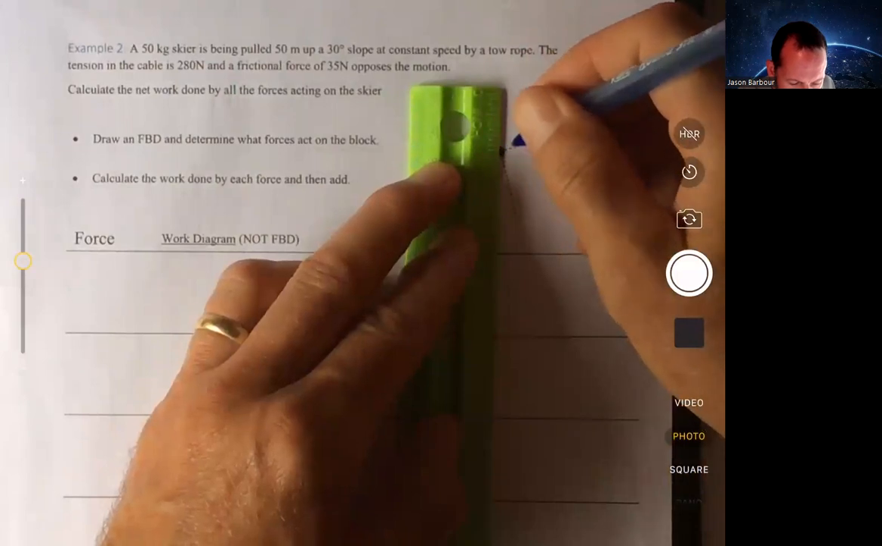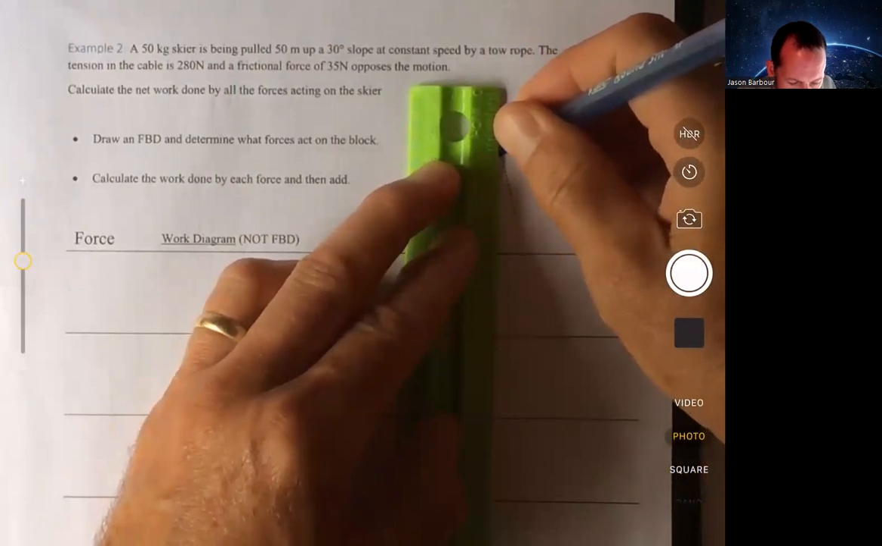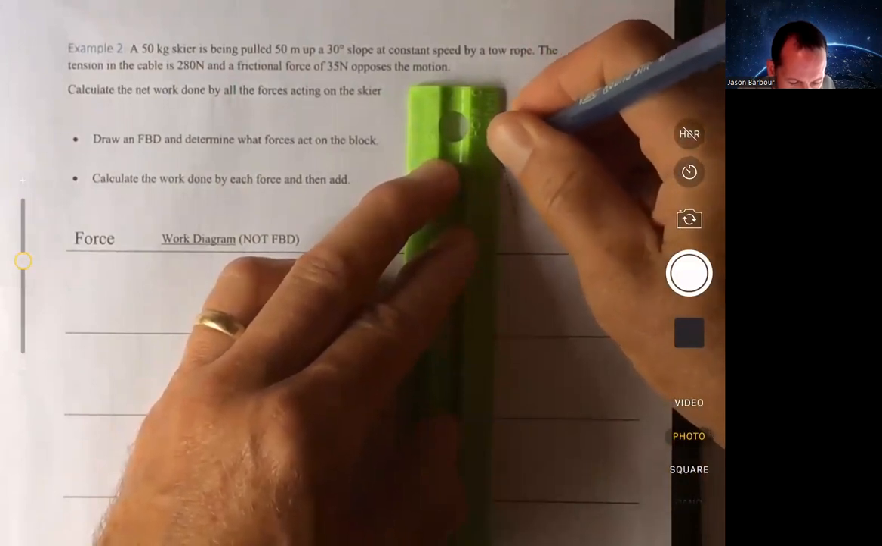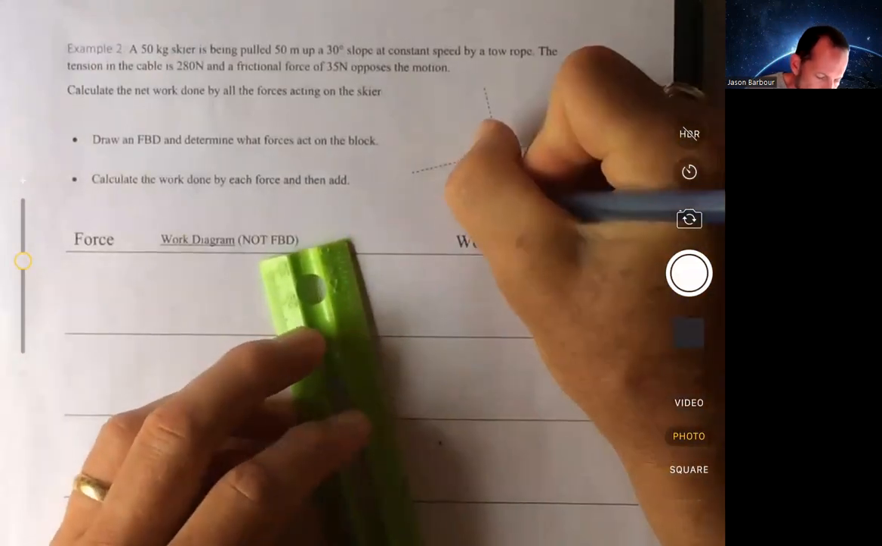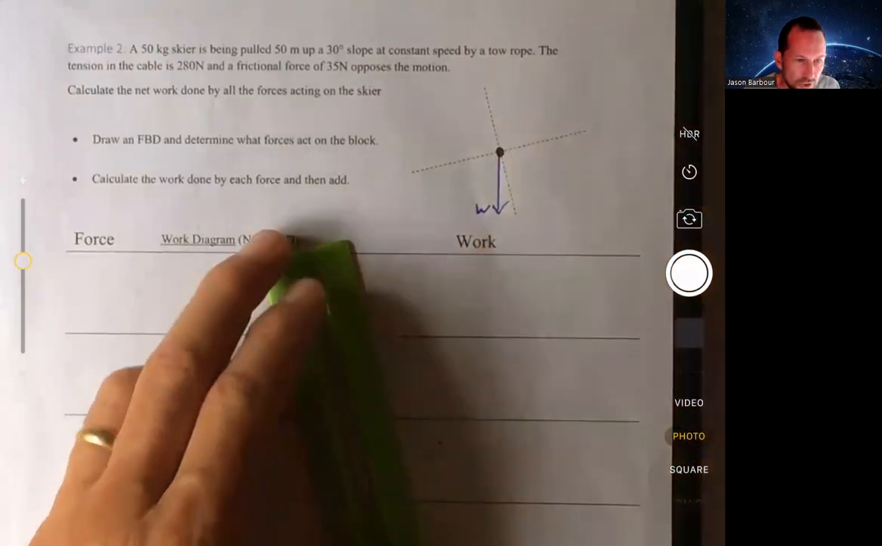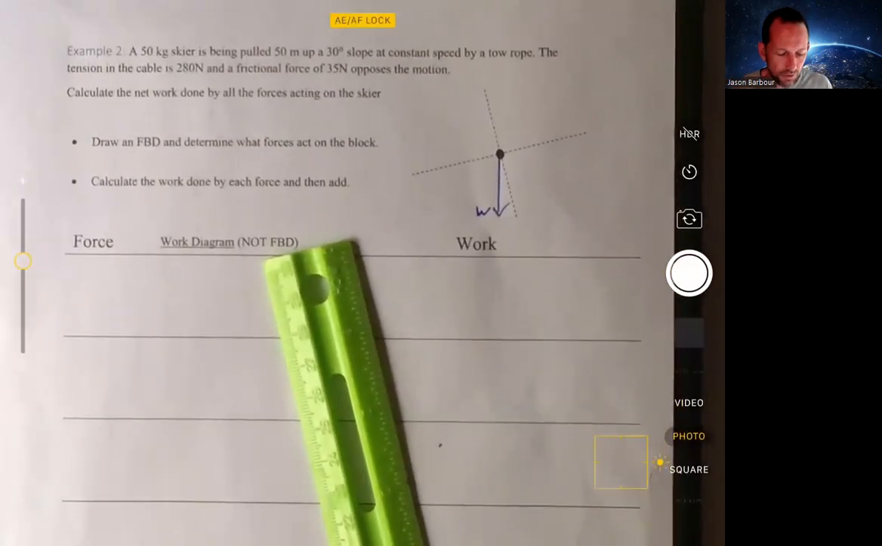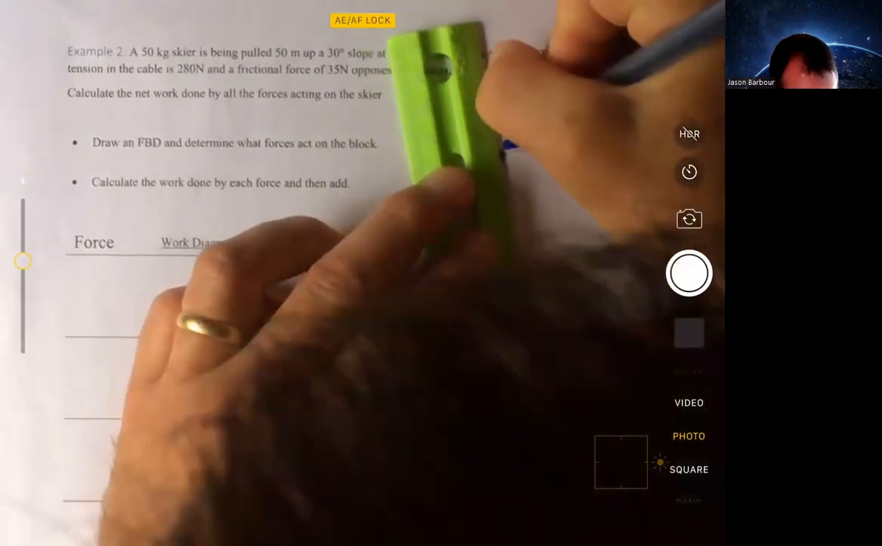We'll start with the non-contact force. Weight goes straight down. And we can label it as lowercase w or mg or f sub g. Any of those are fine. Just pick one. Stick to it for this problem.